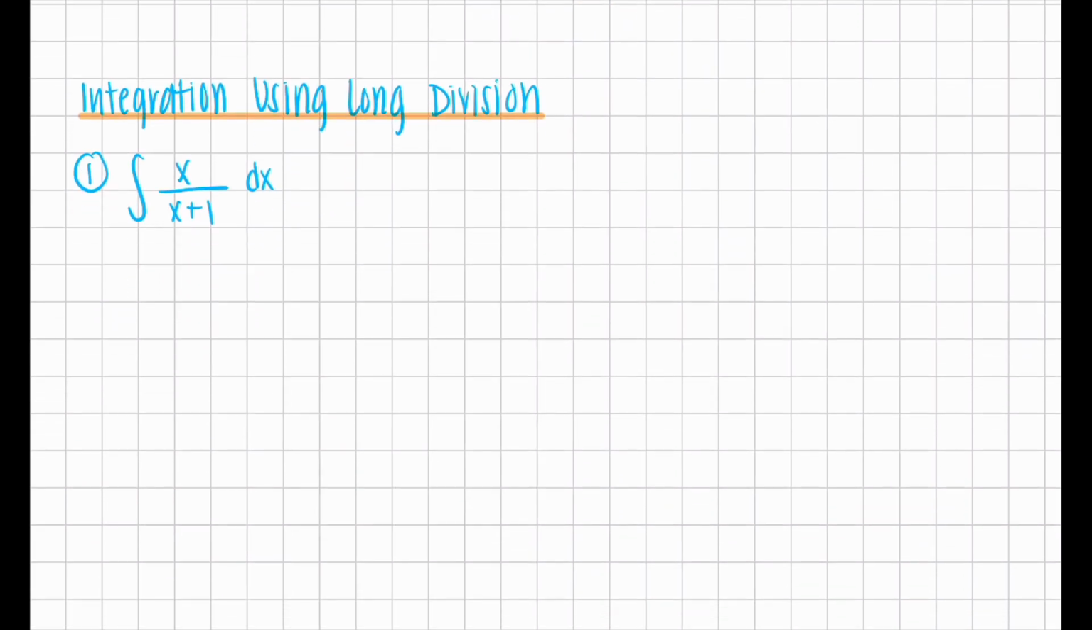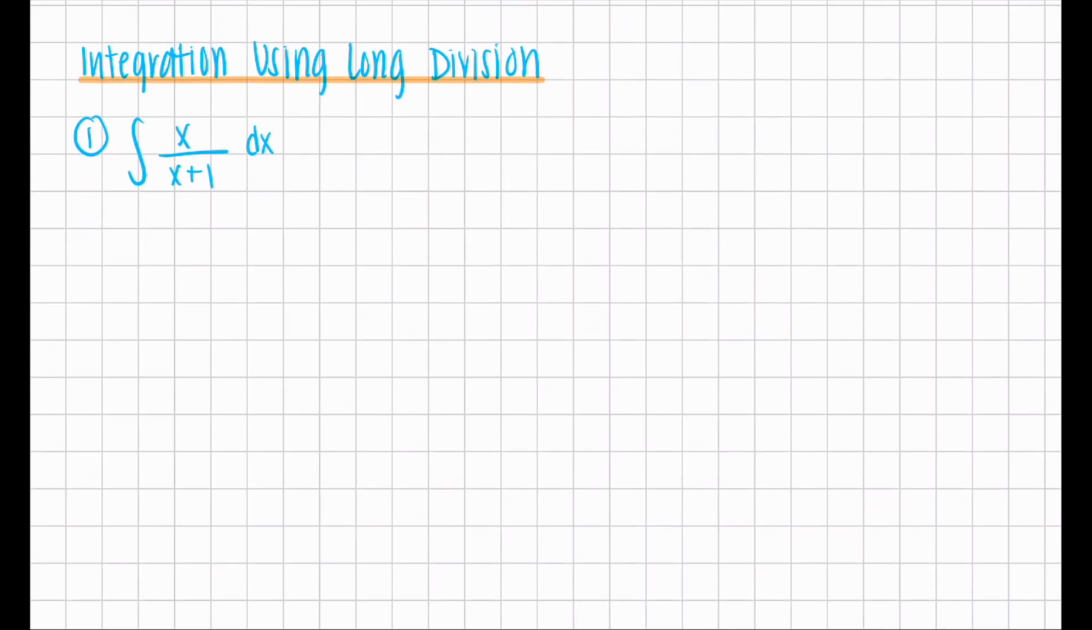Now we're going to do some integration using long division. The general rule is we can do long division if the numerator's degree, so here the numerator's degree is 1, denominator's degree is 1. We can do long division when the numerator's degree is greater than or equal to the denominator's degree. So let's do this problem.